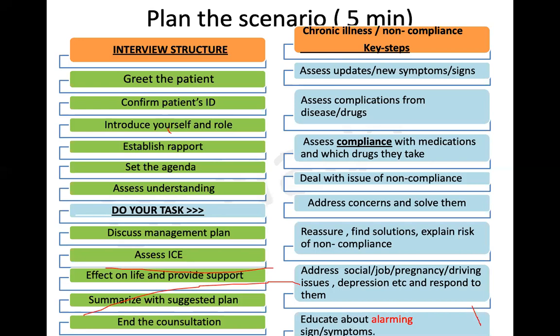Therefore, it's important that you ask about the social questions in the scenario. Social, job, pregnancy. For example, a lady who has a chronic disease, rheumatoid arthritis, and is on methotrexate. When you explain the disease and she's taking methotrexate, ask her if anyone explained to her about pregnancy issues while she's taking methotrexate. Safety in pregnancy is very important to assess in a young lady who is in the reproductive age group. Driving issues, again, depression, because long-standing chronic diseases may lead to depression.